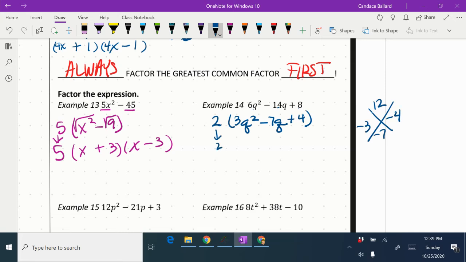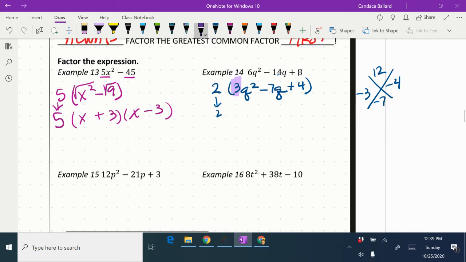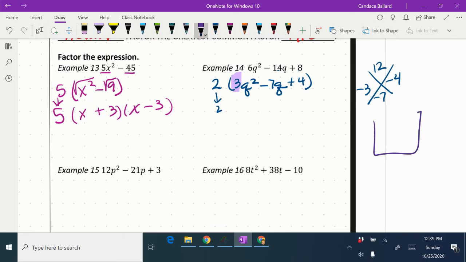I'm going to drop this 2 down. Oh, but I've got to be careful. I have a leading coefficient, so that means I'm going to have to get out a box as well. Top left-hand corner of my box is 3q squared. Bottom right is 4. And then I'm going to take these 2 numbers from the magic X and follow them by a q. It does not matter what order.